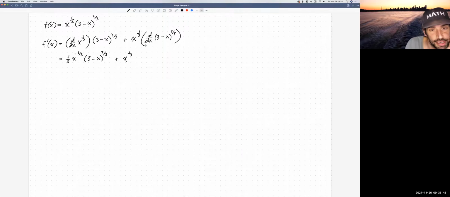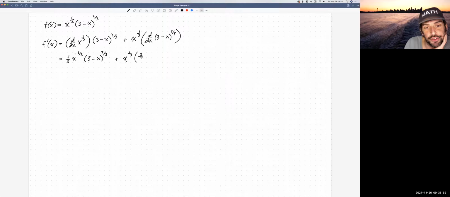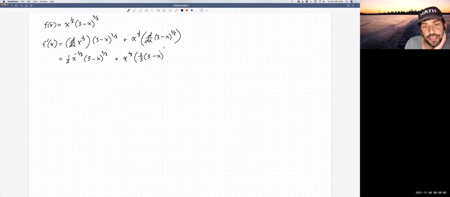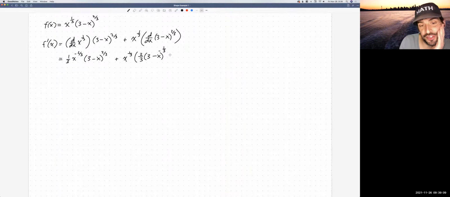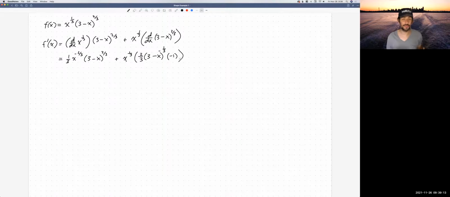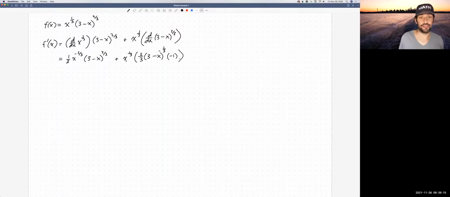The derivative here, we're going to have a chain rule. So the outer function is this 2/3 power. We use the power rule. So that 2/3 comes down. We subtract 1, we get negative 1/3. But then that inner function, 3 minus x, the function that we've been composing with, also has a derivative. That derivative is negative 1. So I'm just going to tack on a factor of negative 1. Okay, so there's the first derivative.